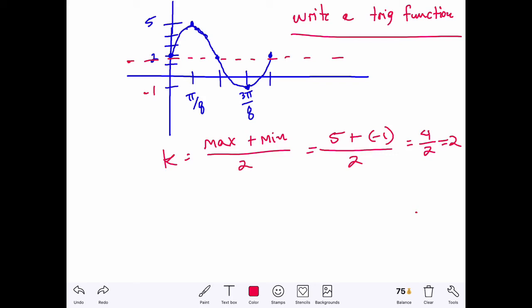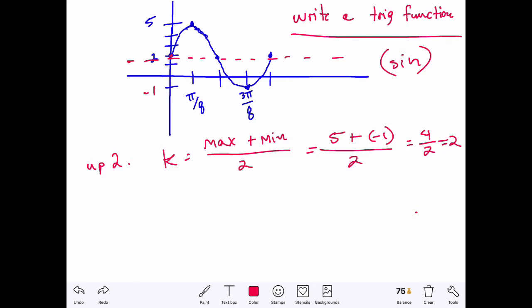And then notice this graph starts at the midline. So which one would I choose to model this sinusoid, sine or cosine? Well, if it starts at the midline, we're going to choose sine. Okay, so that's another thing we've identified. We're going to use sine. We know it's shifted up 2. And then let's find the amplitude and the period. Okay.